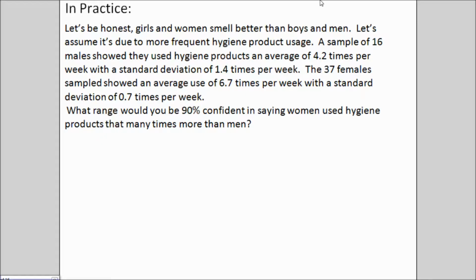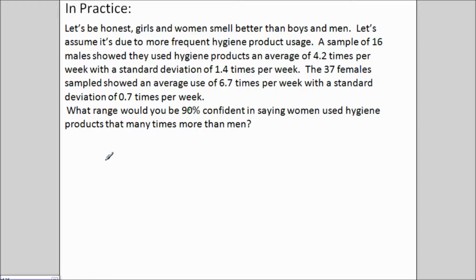So now we took a sample of 16 men and 37 women, and tested and saw how many hygiene products they used per week. And we wanted to know, what range would you be 90% confident in saying women used hygiene products that many more times than men? So we want to develop a range of values with a 90% level of confidence. So we're talking about a 90% confidence interval.